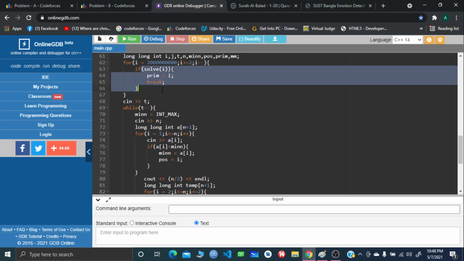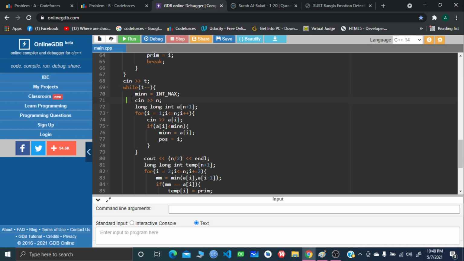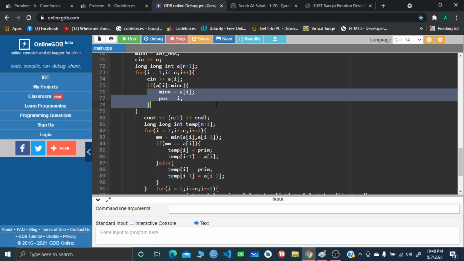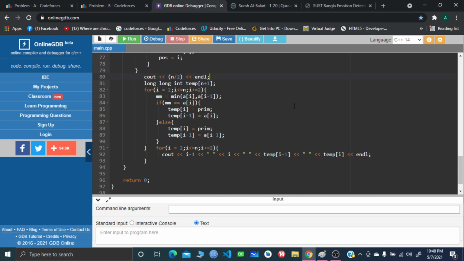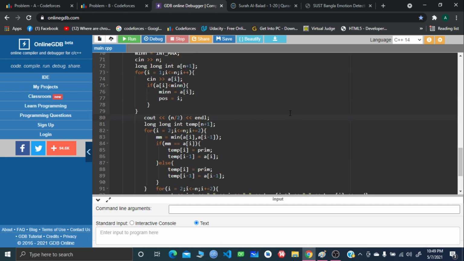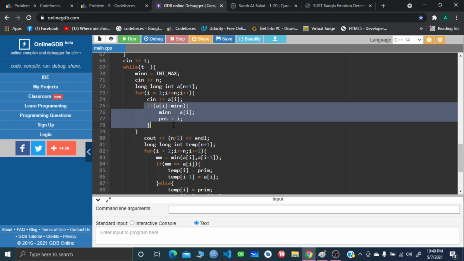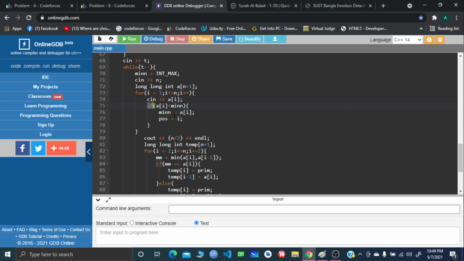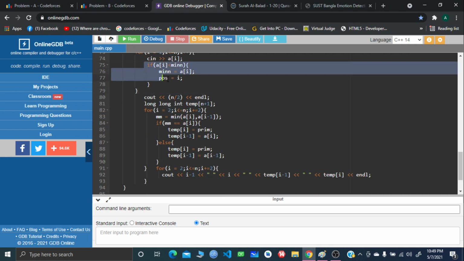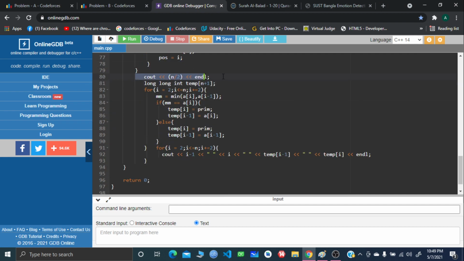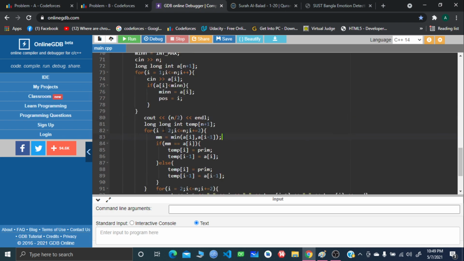Okay, after taking that prime number, we are taking the integer value, the minimum value and also the position. Sorry, actually this part is not needed, I think. This part was basically useless. I was trying to do something else before I reached this solution, but I don't actually need this part. Anyway, the answer would be n by 2. Of course, we know that, k by 2 or n by 2.